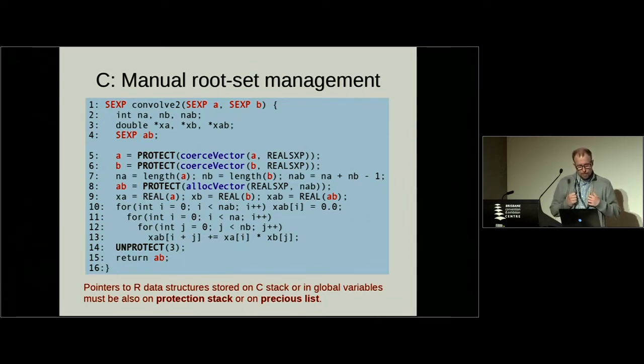And again, we allocate at line 8, but it will not kill the memory used by A and B because they are protected. At line 14, we unprotect these three variables we put on the protection stack, and that's fine. So this code is okay.